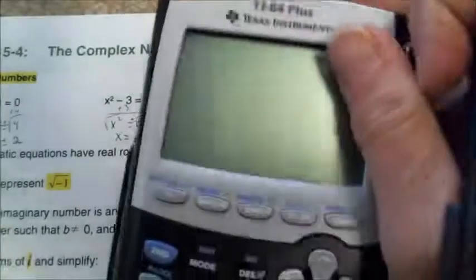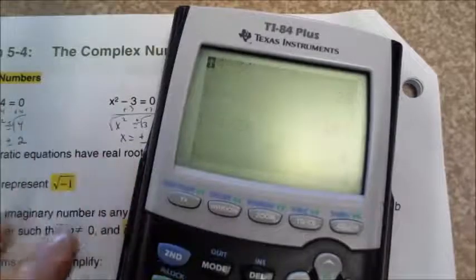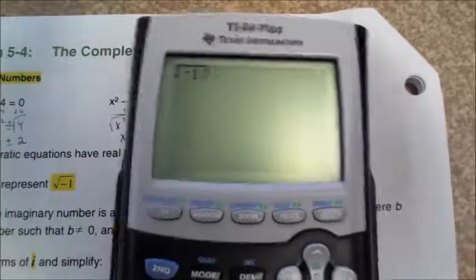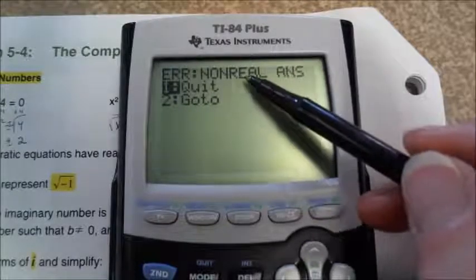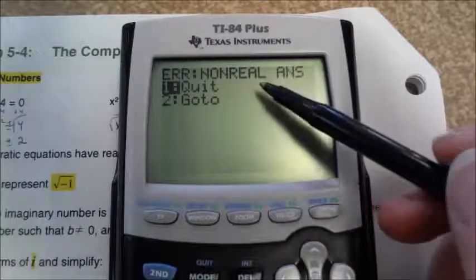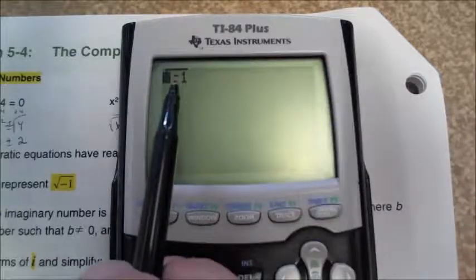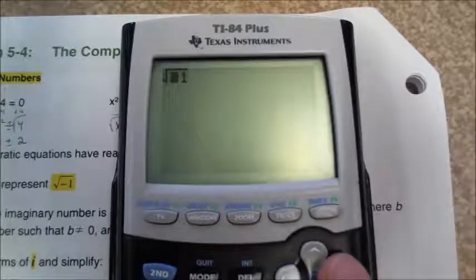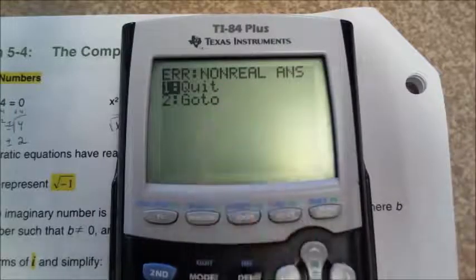Well, if you pull out your calculator and you try to do the square root of negative 1, your calculator is going to give you an error that says it's a non-real answer. It's not a real answer. And what that means is the square root of a negative number is not real. You can do the square root of any negative number and you're still going to get this error that it's a non-real answer.